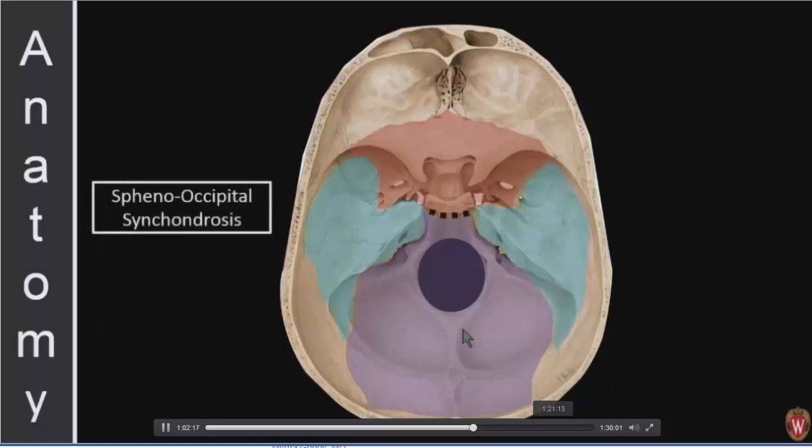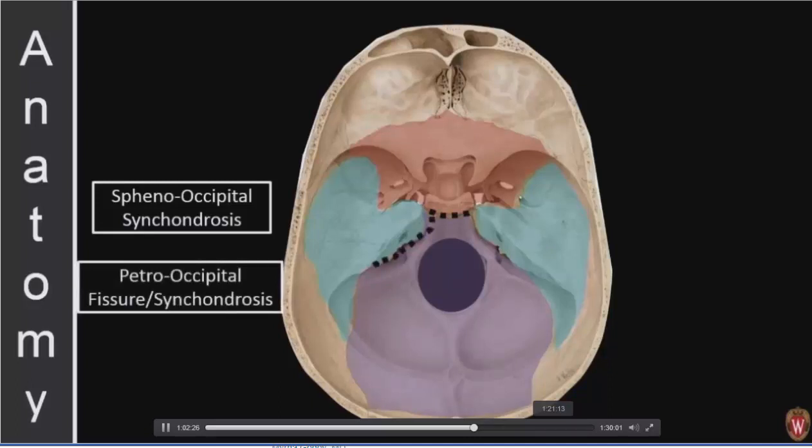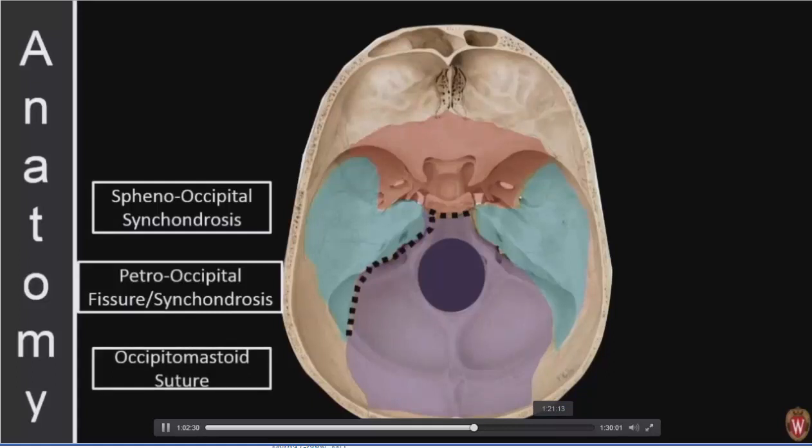Now, the sutures that essentially separate or connect these bones together, anteriorly, we've got the spheno-occipital synchondrosis. Laterally, we've got the petro-occipital fissure or synchondrosis, and that continues on as the occipitomastoid suture.